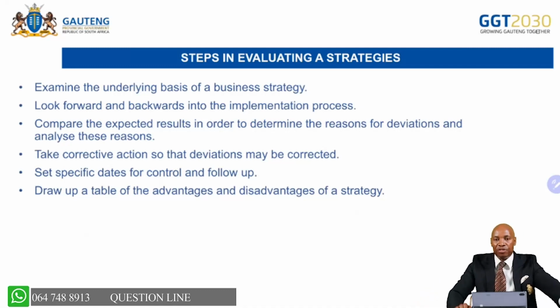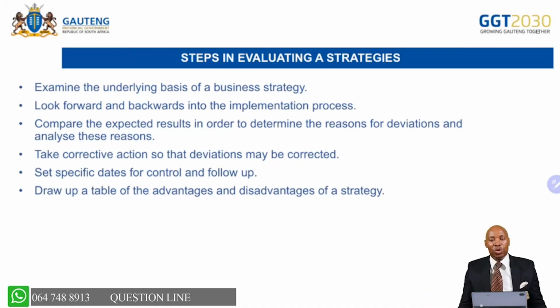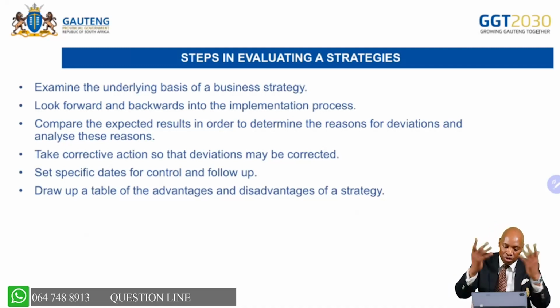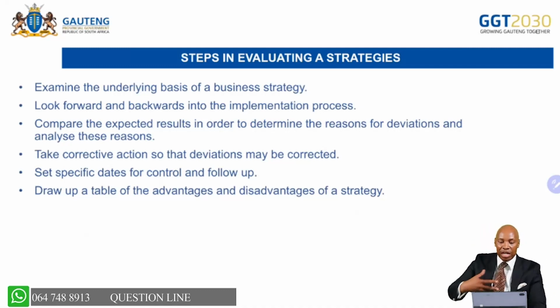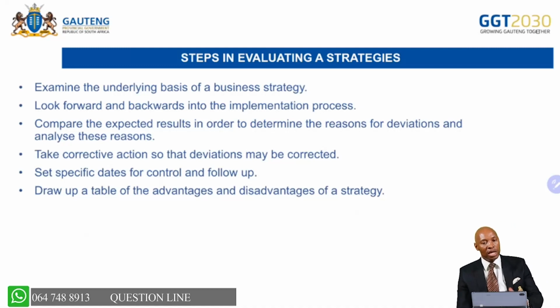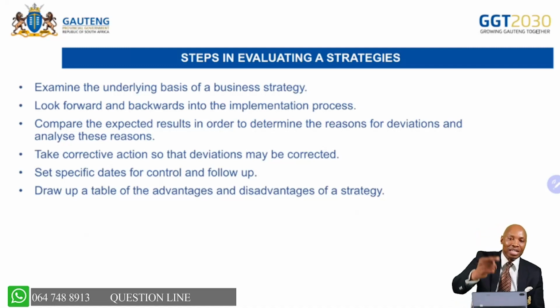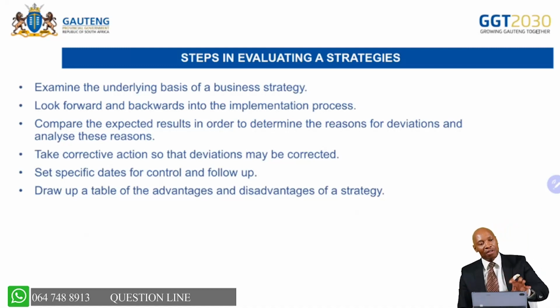Therefore, let's review this strategy. The strategy is not working for us. You don't just sit and say, no, we have just diversified. We have added new products. Sit and relax. No, you always need to look forward and backward into the implementation process. Draw up a table for advantage and disadvantage of the strategy that you are using. Set specific dates for control and follow up. Compare the expected results. What are your expected results? It is to increase the profits by 5%.